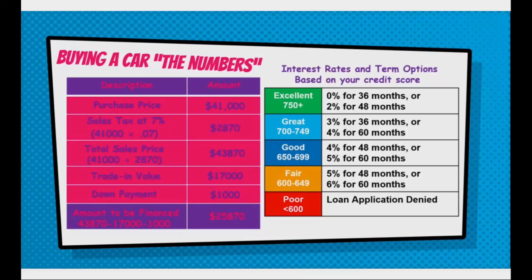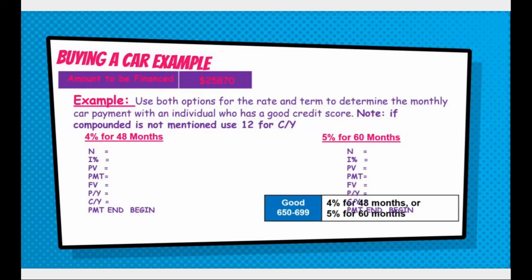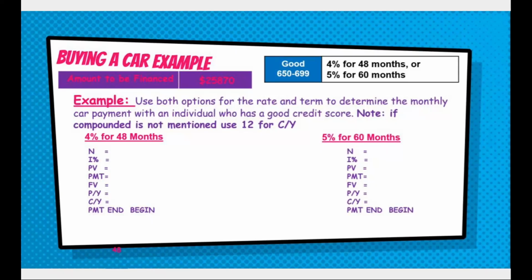But using our credit score, your salesman is going to go and run your credit. They're going to look at your credit score and see what it is, and they're going to come back with maybe a couple options for you. So the two options, our credit score was in this range. It was good. So our two options are 4% at 48 months or 5% at 60 months.